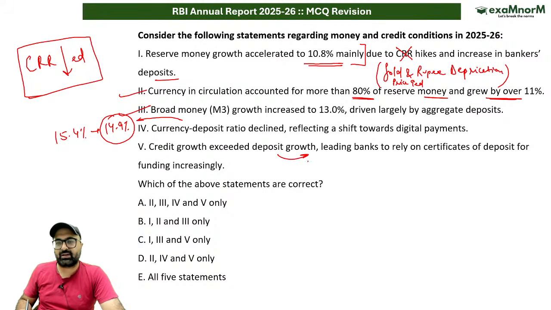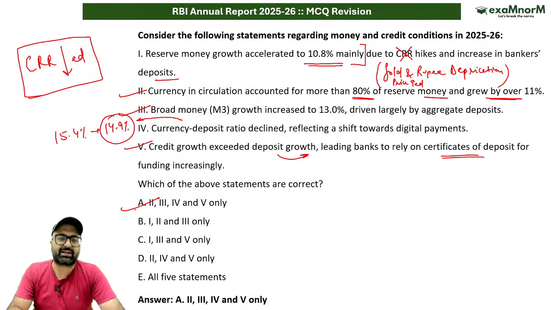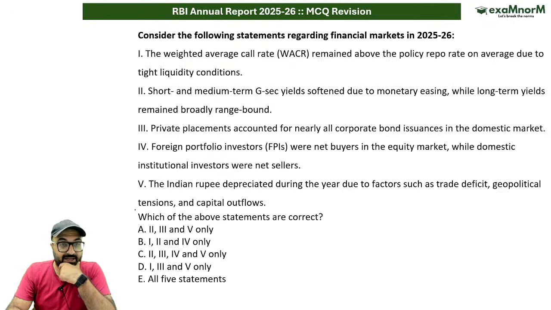Credit growth ज़्यादा है in comparison to deposit growth. Yes, जिसकी वजह से banks they are using more of certificate of deposit. That is also correct. So keeping that in mind, second, third, fourth and fifth statements are correct. That means A statement is the correct answer.